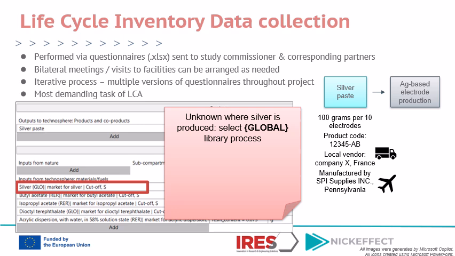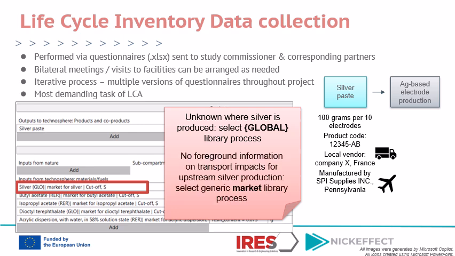on global silver production. Also, of course, I have no access to information related to transportation or packaging, so typically you would use a market library process in this case. So these would include some average impacts of transportation, packages, losses during the transportation, so it gives you a bit of a more accurate situation of the upstream value chain without you needing to know exactly what the impacts are.